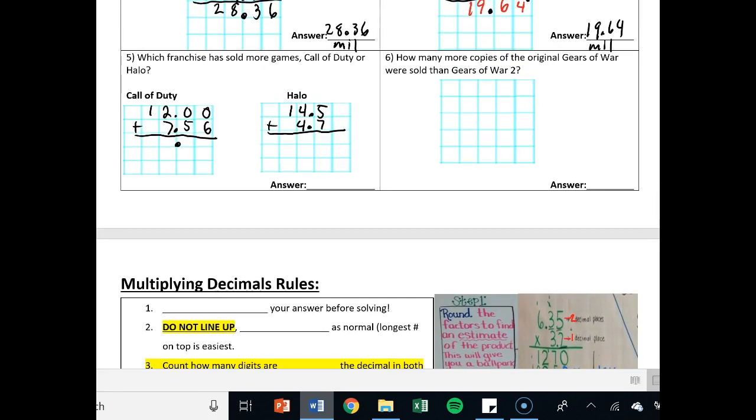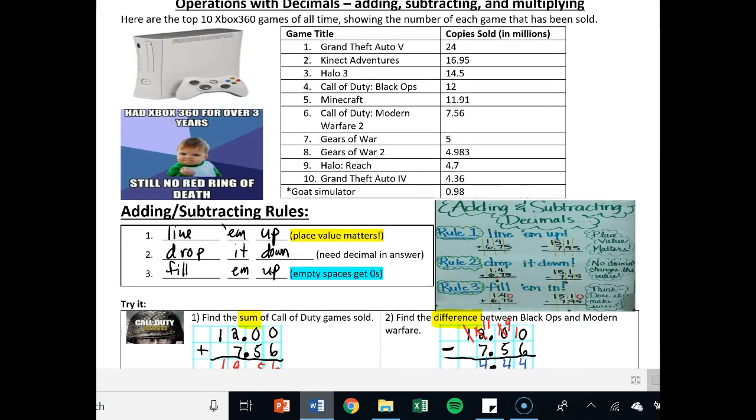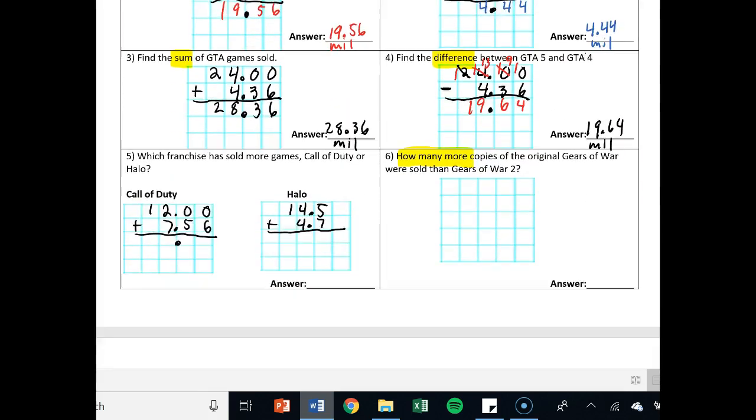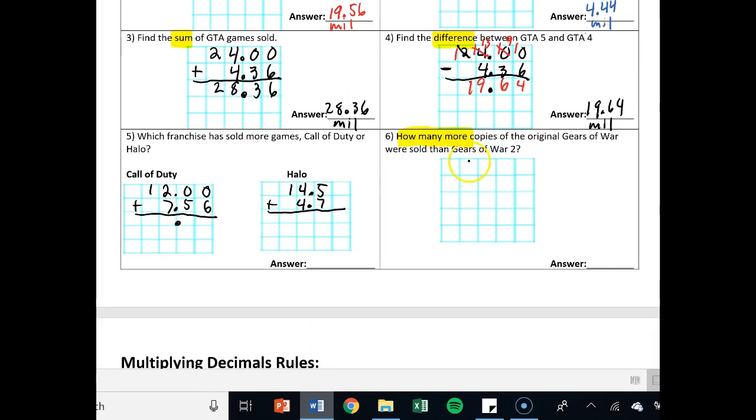All right? And then the last one, how many more copies of the original Gears of War were sold than the Gears of War 2? So how many more, again, if you look at the back there, how many more, I mean subtraction, right? So the original Gears of War, if we go up to the top, sold 5 million copies right there, and then the next one sold 4.983 million. So we're going to have to line this up again, 5 million right there, and then 4.983 million. Notice when a whole number doesn't have a decimal, it happens right at the end of the number.